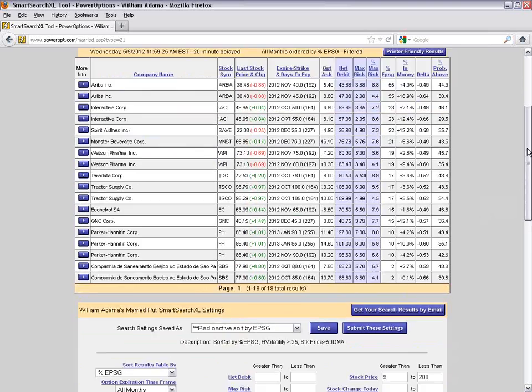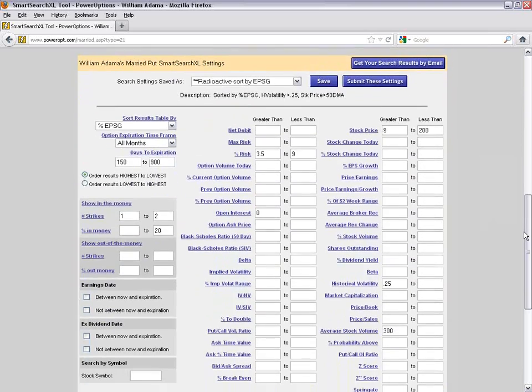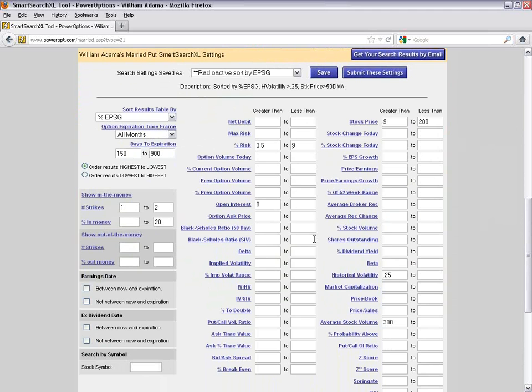As we scroll down below the listed trades, I want to take a look at the parameter field here. The parameter field allows us to tell the system what types of married puts we want to see. Now, this particular screen, we're starting off with the default RadioActive trading criteria sorted by earnings per share growth.